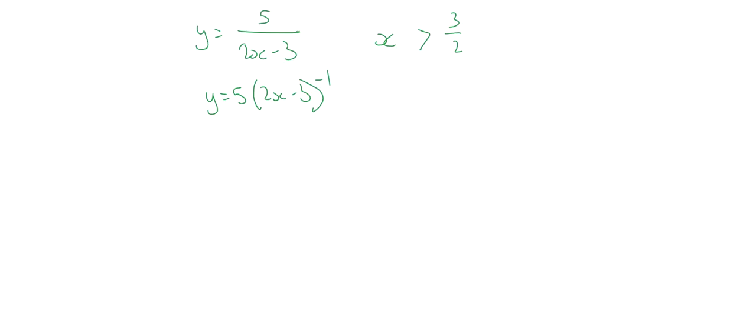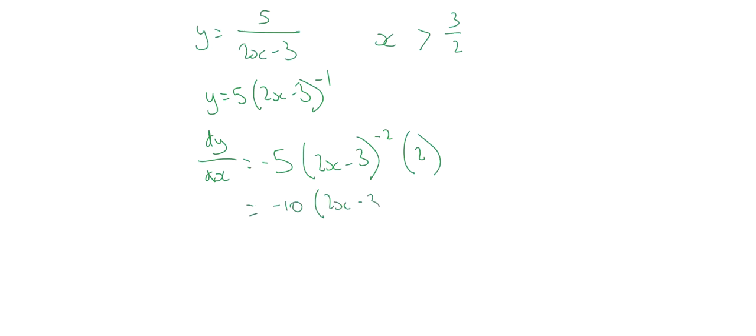So what I'm going to do is differentiate this like normal. So dy/dx. I'm going to bring my power down, which makes this -5. I've got 2x minus 3, which becomes to the power of -2. And I need to use the chain rule. So I now need to multiply by the derivative of the brackets. So that now gives me -10. And then we still have a 2x minus 3 to the power of -2.